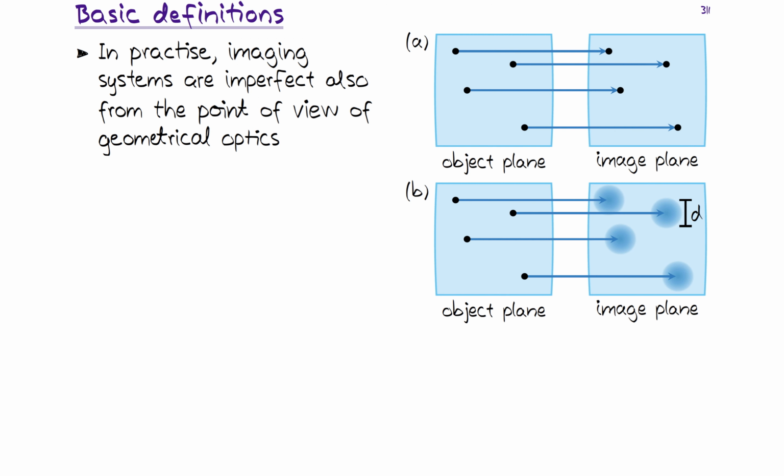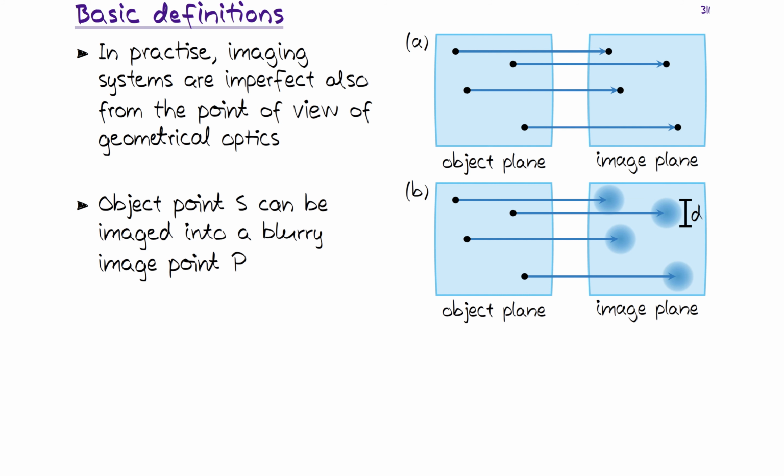Of course, we will be moving beyond the so-called paraxial approximation, which I will introduce shortly in the next lecture. Imaging systems are in practice also imperfect, even from the point of view of geometrical optics. This means that even in this framework, an object point S can be imaged into a blurry image point B. And this is in fact most of the time what actually happens when we are dealing with real imaging using real lenses.